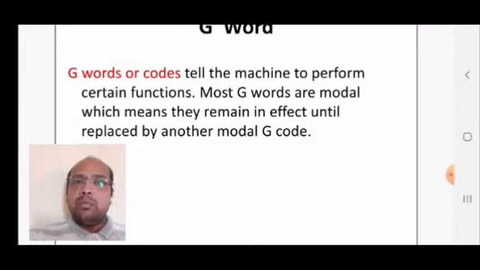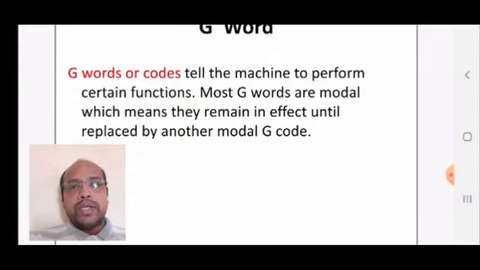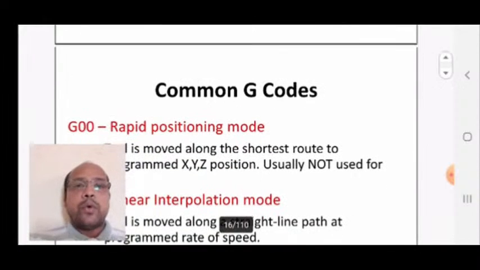Most G words are modal, which means they remain in effect until replaced by another modal G code. For example, if you want to move the tool fast, we use the G00 code, which is called rapid movement of the tool. But if you want to stop this movement, you have to replace this code by another code. Suppose I insert the G01 code. Whenever you want to deactivate a G code, you have to do it by inserting another G code. So this is an important point about G codes.